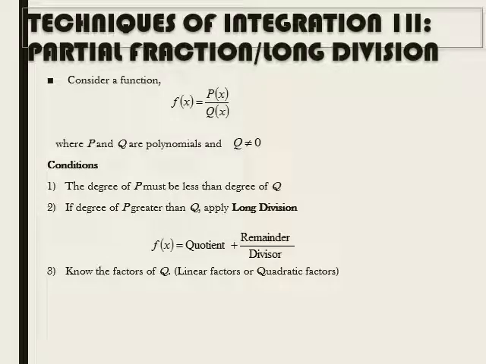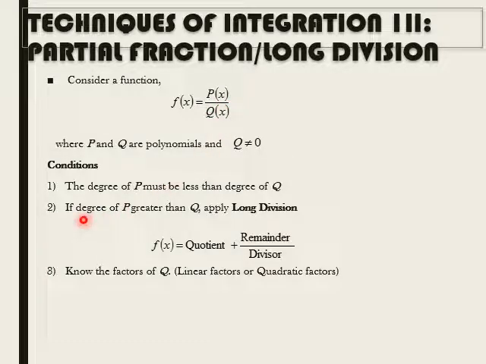Okay, hi. In this video, we are going to learn techniques of integration number 3, which is on partial fraction or long division. We consider a function f(x), where we have a fraction p divided by q, where p and q are polynomials and q must not equal 0. So the condition: the degree of p must be less than the degree of q.